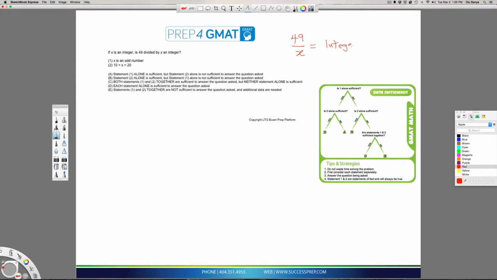And let's talk quickly about what an integer is. An integer is simply a whole number, no decimals, no fractions, just a solid whole number is what we're talking about there. So you want to see if we divide this, do we get a whole number, no remainders, no decimals.